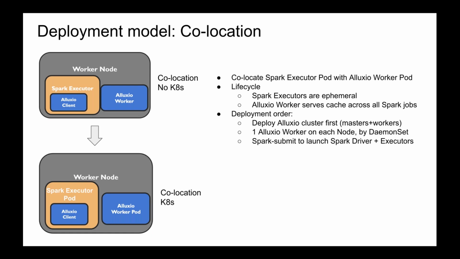That decides the deployment order. We deploy the Alluxio cluster first. That means we deploy Alluxio masters and workers. We use, remember, the daemon set to deploy one Alluxio worker pod on each node. And then on the client side, we can just Spark submit to launch the Spark drivers and executors. In this way, the Spark executor will be launched on a worker node which already has the Alluxio worker running. In that order, we achieve colocation. And that's the basis of the whole data locality story.